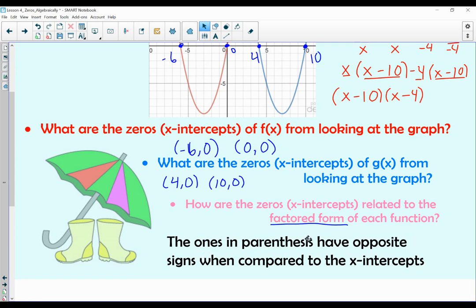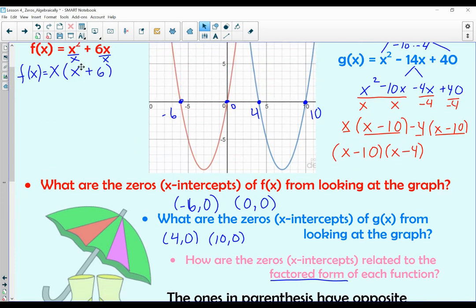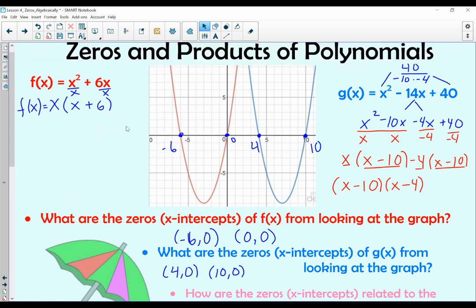Well, if we look at these, the ones in the parentheses have opposite signs when we compare them. So this is a -10, and then this becomes a 10. This is a -4, and this becomes a 4. This is x plus 6, which is going to become a -6. And this is just x, and that becomes 0 if we set it to 0. So that makes perfect sense.